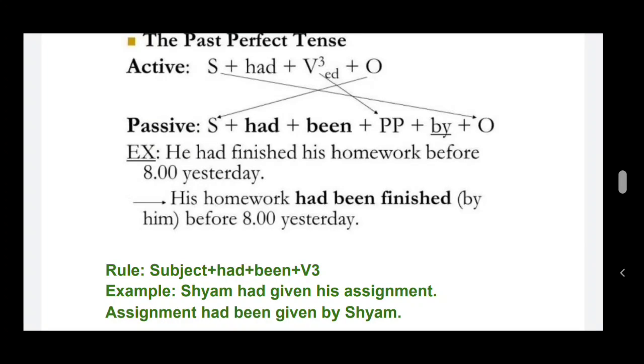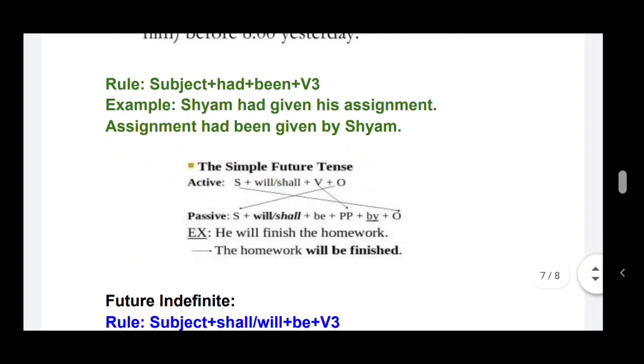So the rule for past perfect tense is subject plus had been plus verb 3. Look at the example here. "Shyam had given the assignment." Then in passive, it is "assignment had been given by Shyam."